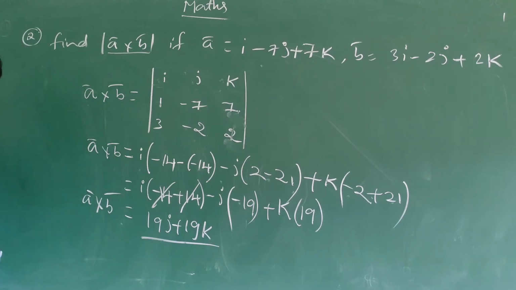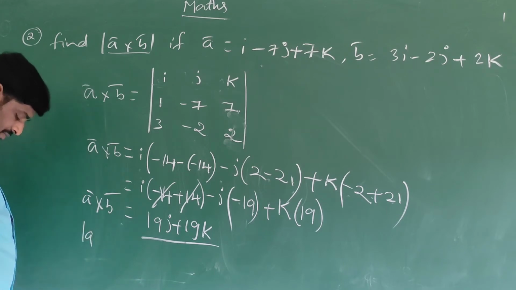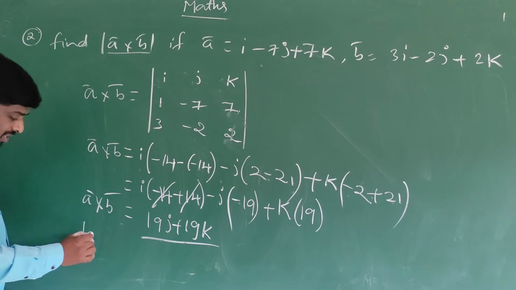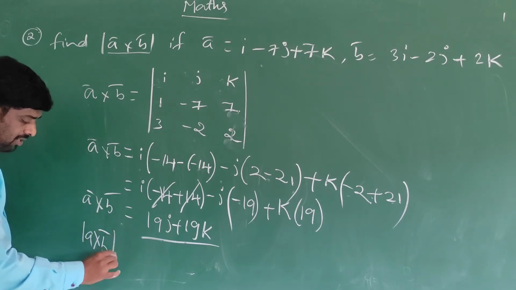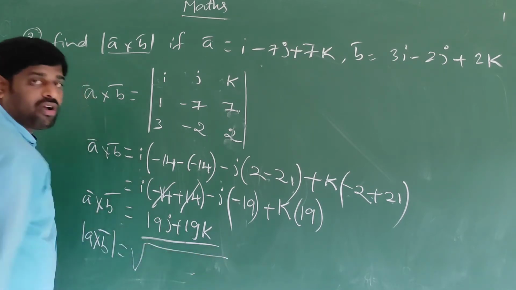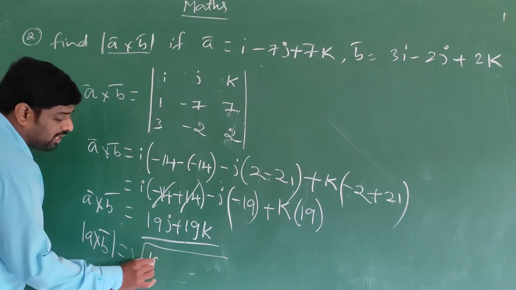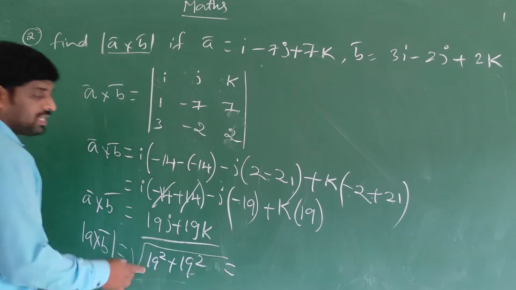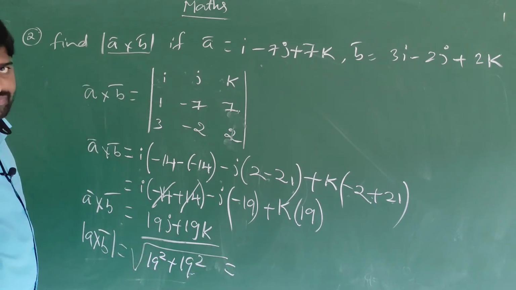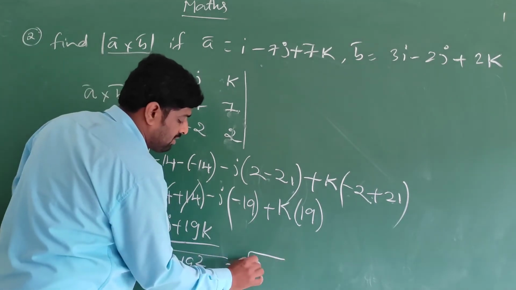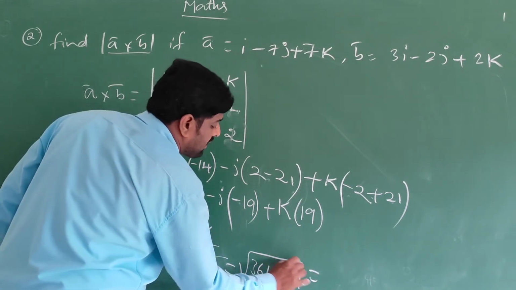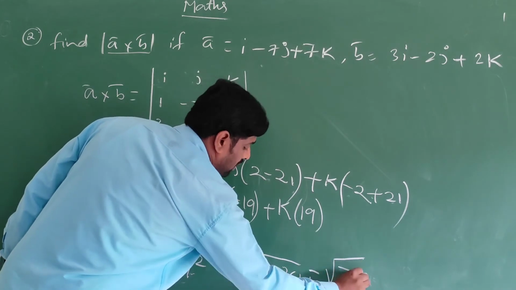Now I have to find the magnitude of A bar cross B bar. Magnitude of A bar cross B bar equal to square root of 19 square plus 19 square. That is 19 square is 361, plus 361. 361 plus 361 is 722.